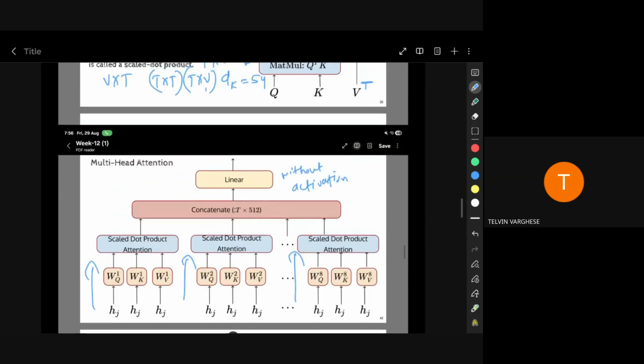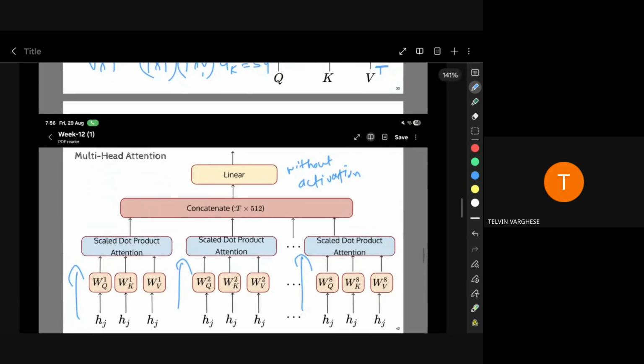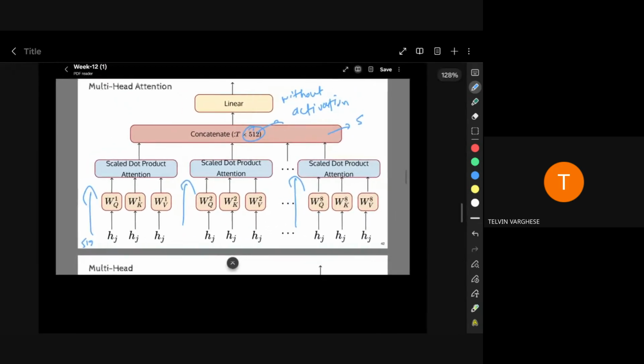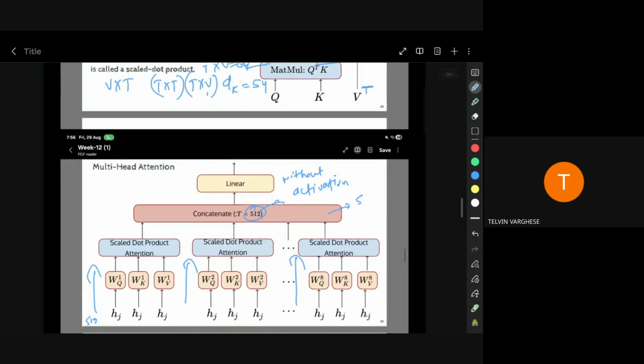Now, one issue could be that you concatenate and get a value which is not the size of the embedding, right? Let's say you started your embedding with 512 here, HJ was size 512, and you didn't end up having 512 here. Here we got 512, that's what they are saying, but let's say we didn't get it, then what options do you have? Sorry, after the linear layer you didn't get it, then what options do you have?